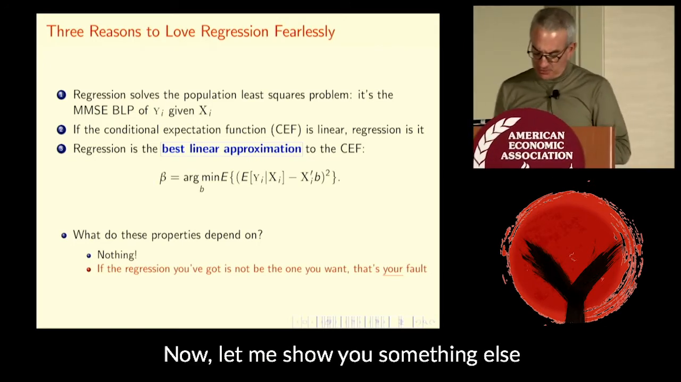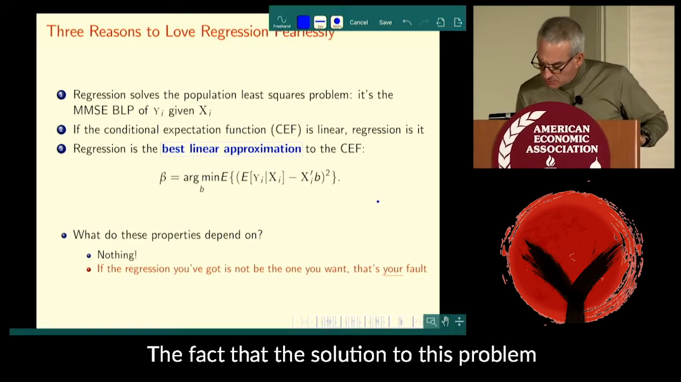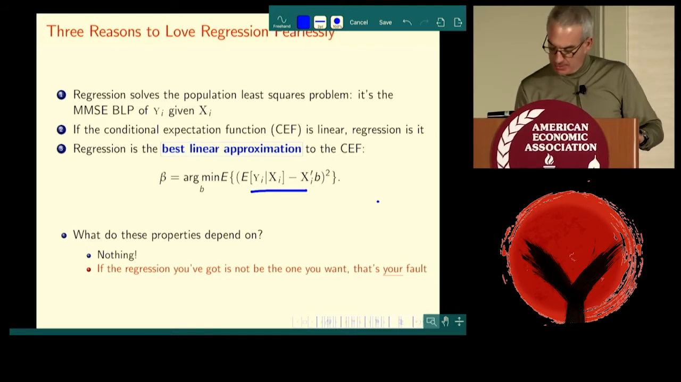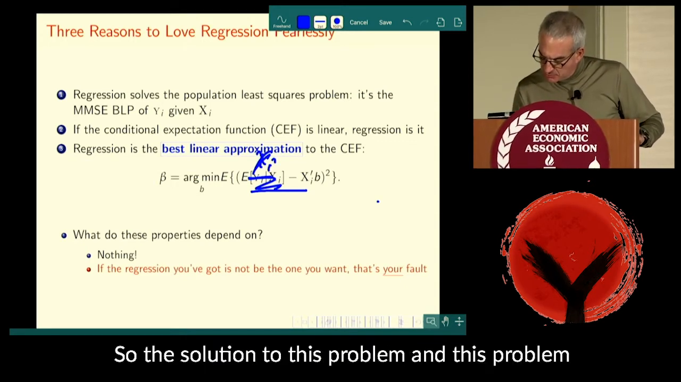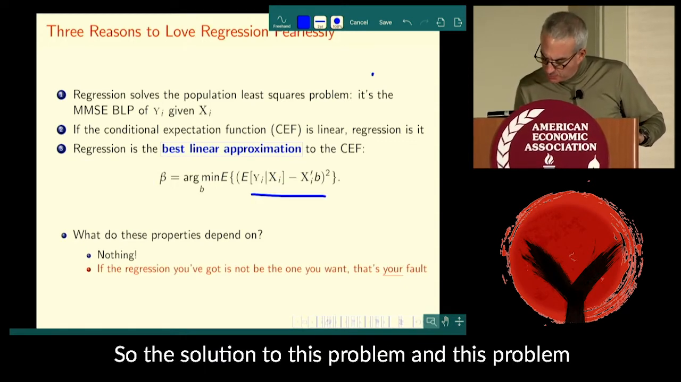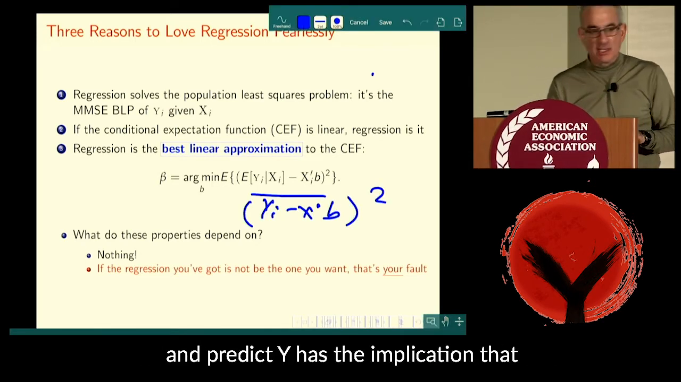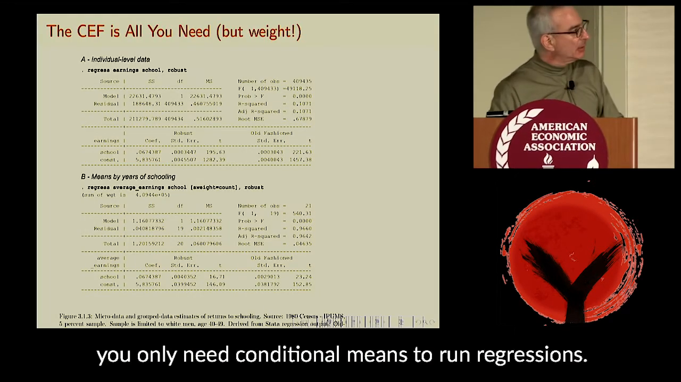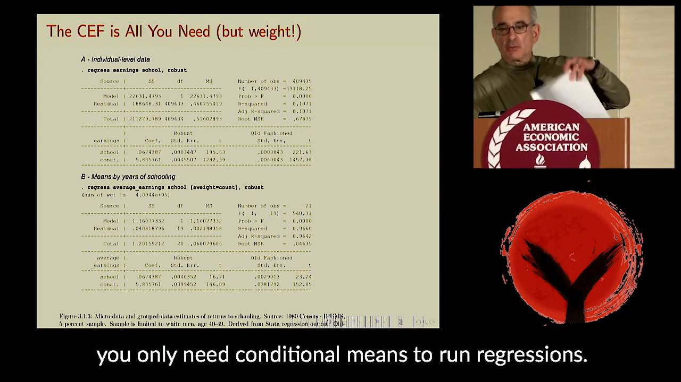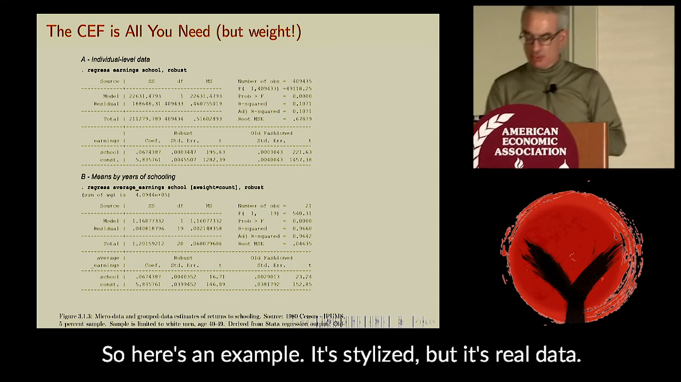Now, let me show you something else that's kind of cool about this. The solution to this problem and this problem are the same. So in other words, approximate E of y given x and predict y has the implication that you only need conditional means to run regressions. So here's an example. It's stylized, but it's real data.